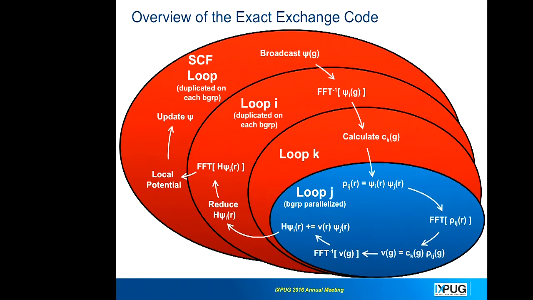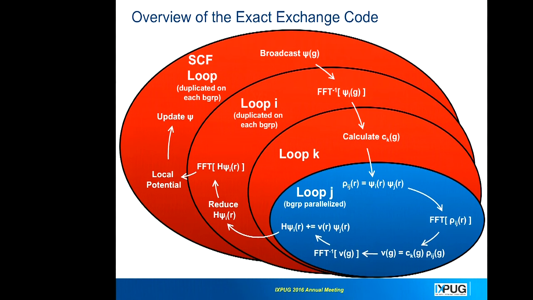In order to show you what we've done, I'd like to take another look at the overall picture of the code. Here what I'm representing is the entire DFT calculation. Each of these ovals represents a different loop in the calculation. The leftmost loop here is the outer SCF loop. This basically corresponds to everything outside of the calculation of exact exchange. This is all the stuff that you would normally calculate in a local DFT calculation. This iterates your wave function and so on and so forth.